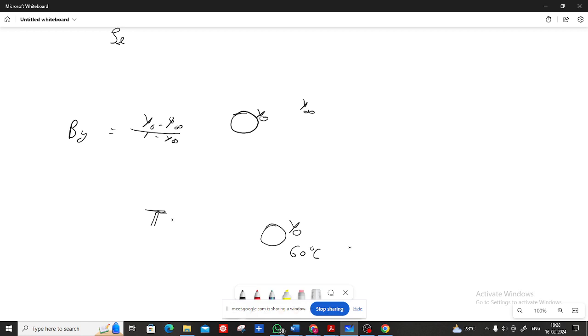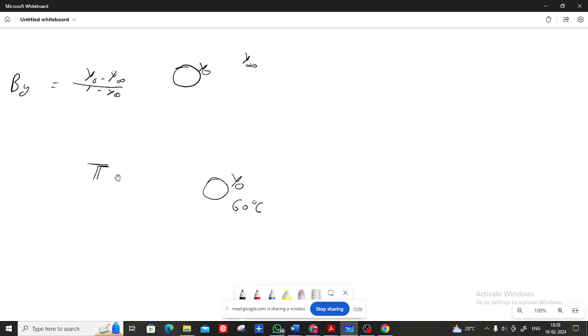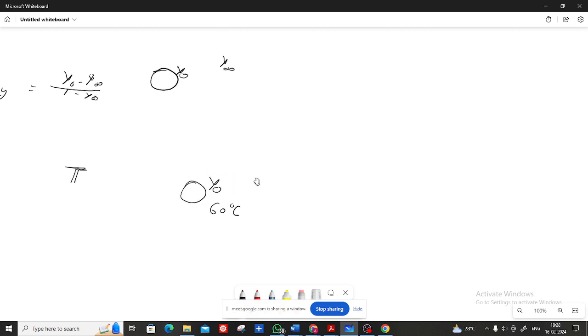Sir, why Y naught or why Y infinity? See, I am asking about Y naught. Why Y infinity, that you have to either be given or you will assume Y infinity is 0? Yes, sir. It is far away from the interface. If the ambient does not have that species, we can consider it as zero. Yeah, Y infinity we can consider 0, but what about Y naught? I am asking why not Y naught.